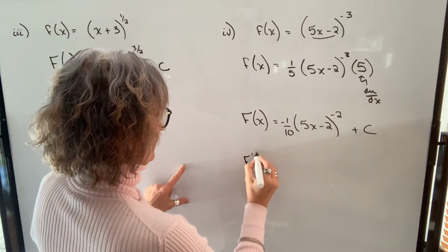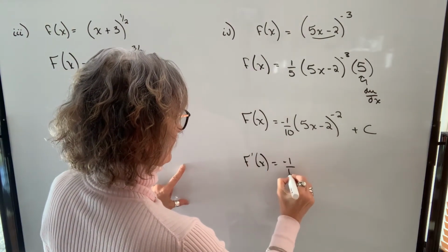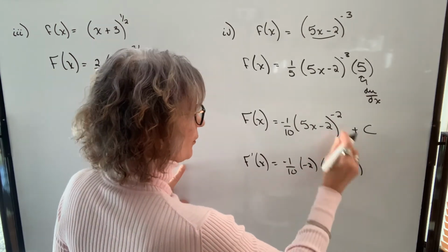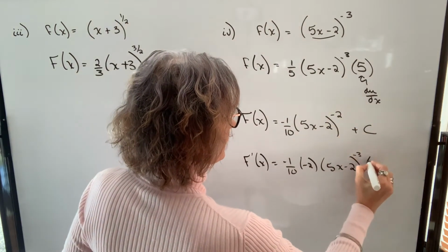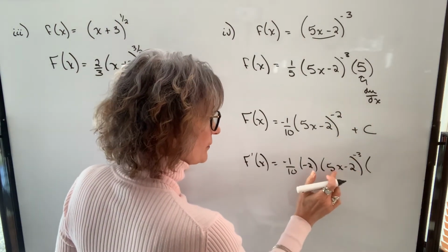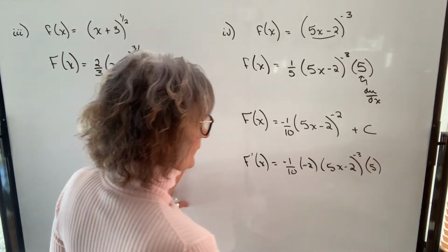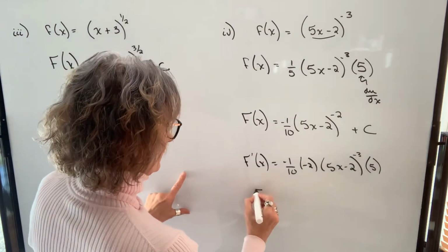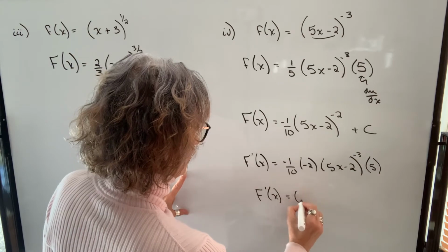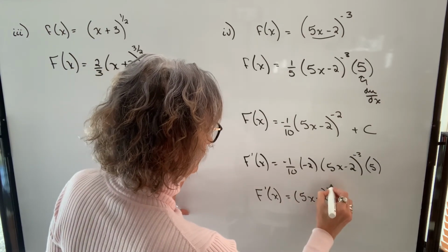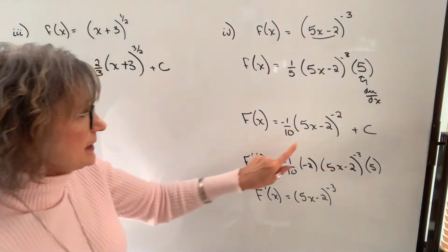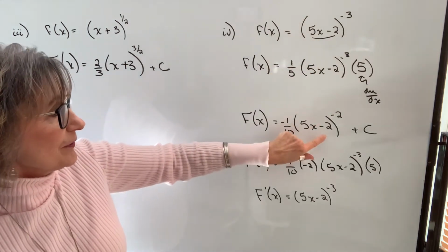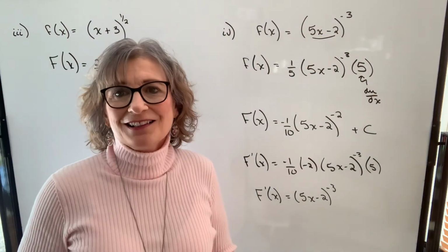Let's check. Let's find the derivative of this. It would be negative 1/10 times negative 2 times 5x minus 2 to the power of negative 2 minus 1, which is negative 3, times the derivative of what's inside, and the derivative of what's inside is a 5. If I take negative 1/10 times negative 2 times 5, that gives me 1, so that would clean up to be simply 5x minus 2 to the negative 3, which is what I started with. So you can see that this is in fact the antiderivative of this function, because the derivative of this is that.